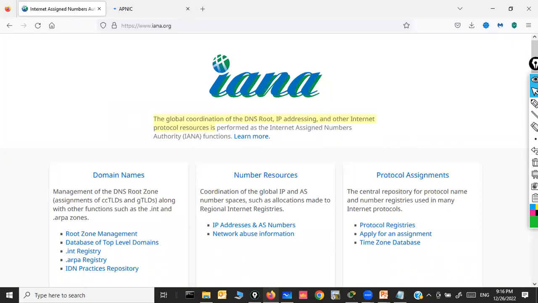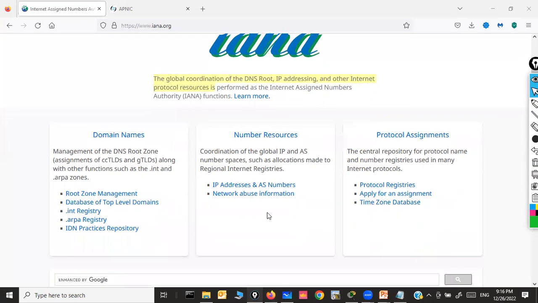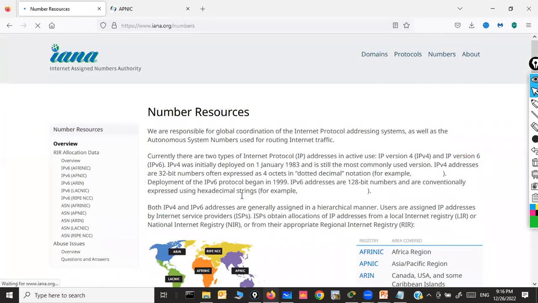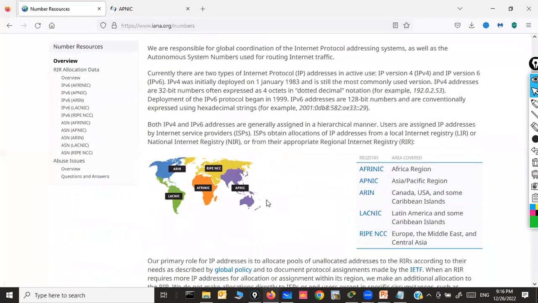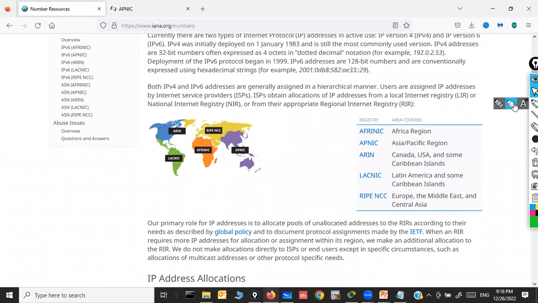IANA, this global body, is doing a lot of other jobs also, like domain names and other things, even number resources and IP addresses. The AS number you will understand later on. It's too early to understand autonomous system numbers for now. I will explain that in the routing section. But see here, these are registries in fact, regional registries, 5 registries.